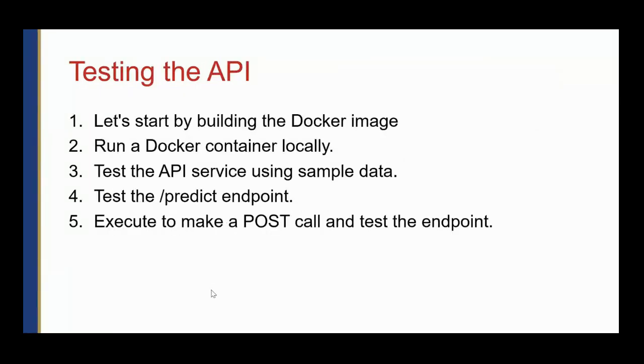And the last step here is testing the API. Once the microservices are built using Docker, the last step is to test the API. We can run a Docker container locally and test the predict endpoint with sample data. We also use the GET and POST methods to deploy all the process.